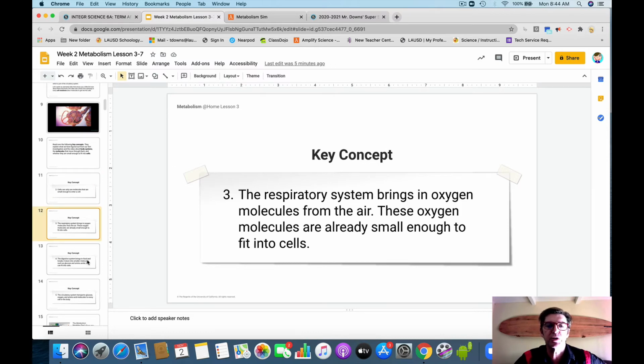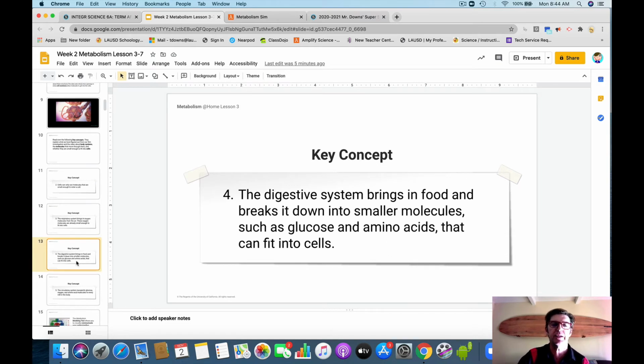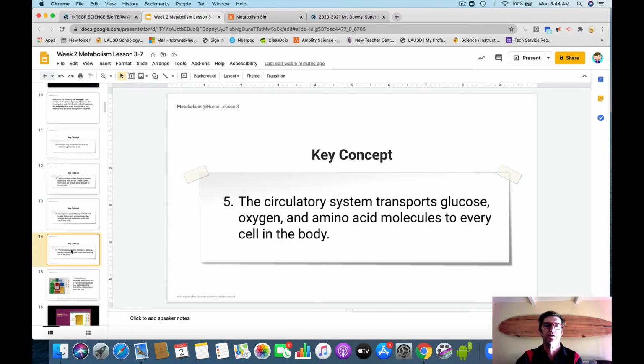The respiratory system brings in oxygen molecules from the air. Oxygen molecules are already small enough to fit in cells. They do not need to be broken down. Key fact there. The digestive system brings in food but does have to break it down, like glucose and amino acids, that can fit into cells.